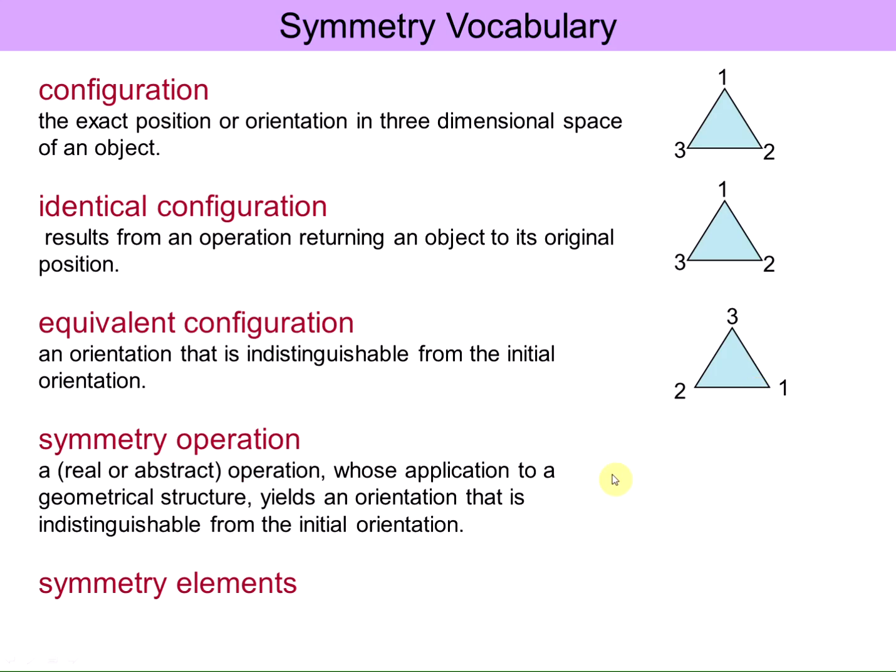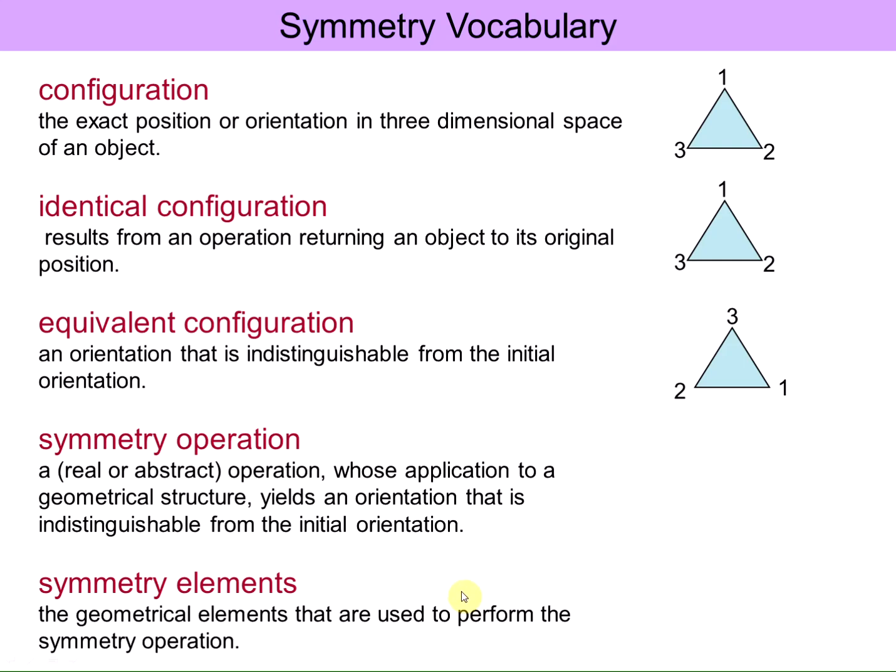Now, a symmetry operation, and it may be real or abstract, is an application to a geometrical structure, and it yields an orientation that is indistinguishable from the initial orientation. So a symmetry operation is something that you do to an object to create either identical or equivalent configuration. Now these symmetry elements, those are the geometrical elements that are used to perform the symmetry operation. So let's say you rotate something, so a rotation would be an operation, but you have to rotate about a line or an axis, and that axis or that line would be the symmetry element.